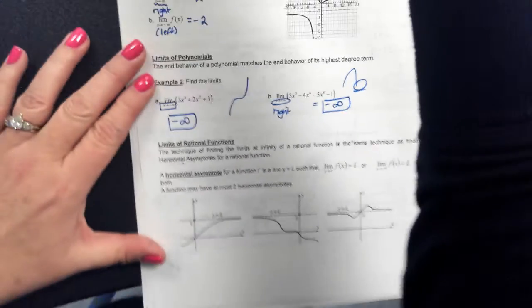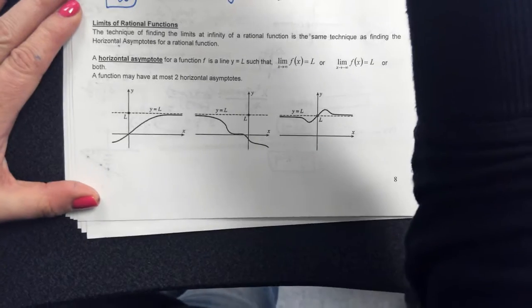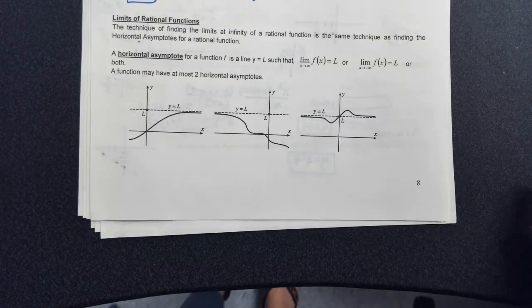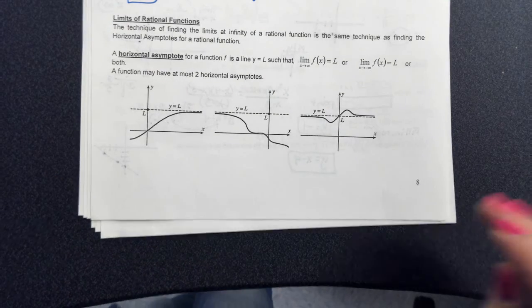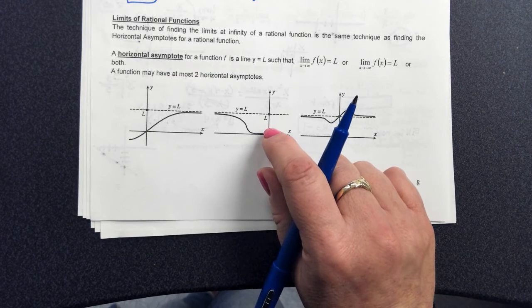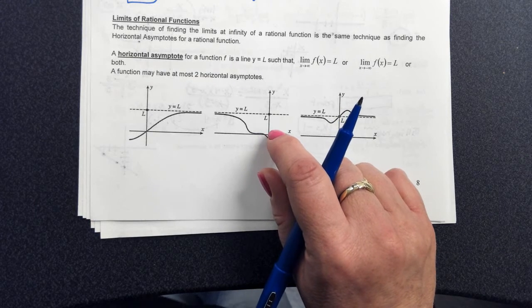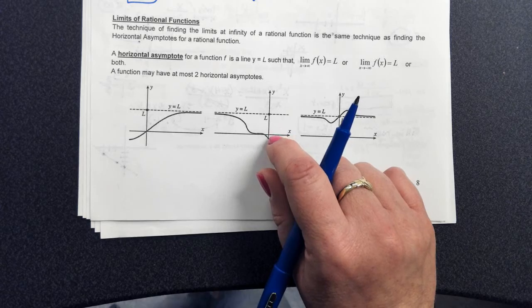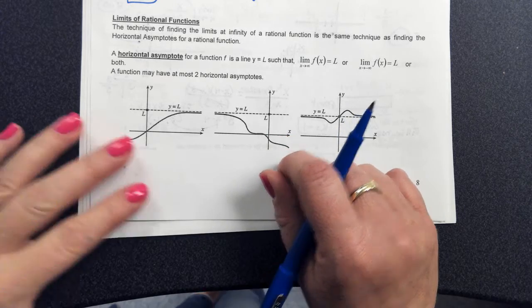All right, we talk about rational functions. Well, as you know, rational functions have horizontal asymptotes. So if I'm asking you to find the limit as x goes to positive or negative infinity of a rational function, all you do is find the horizontal asymptote. Yes, Mary?